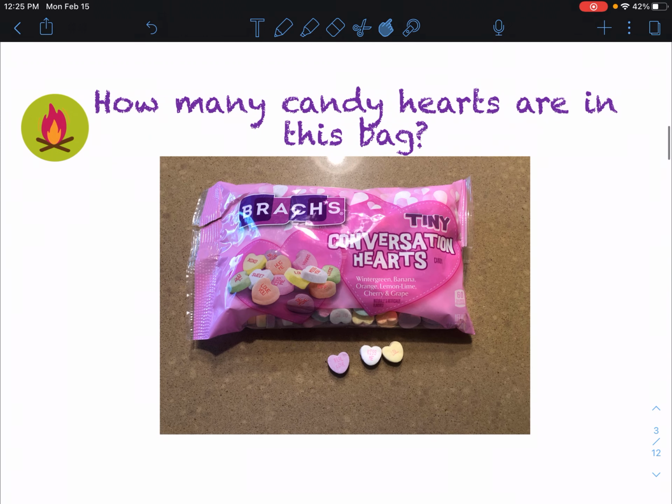Before we get going today, how many candy hearts are in this bag before I opened it?